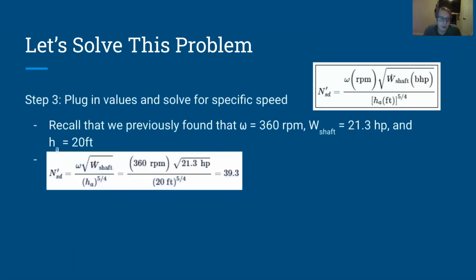So next we can plug in the values for the specific speed that we found. Recall that we found the angular velocity to be 360 RPM, the shaft work to be 21.3 horsepower, and we know from step one that the head is 20 feet. And plugging these values into the specific speed equation, we get 39.3.